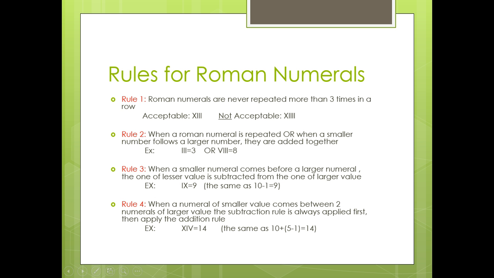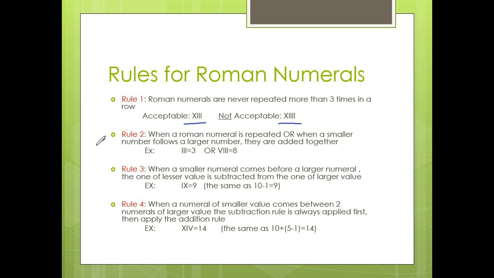Now, the biggest thing about Roman numerals that could get confusing is that we have to abide by several rules when we're putting in Roman numerals. So Roman numerals are never repeated more than 3 times in a row. As you see here, we have X which is 10 with 3 I's following it. So that's the Roman numeral for 13. We can repeat the 1 three times. However, if we have an X with 4 I's behind it, that's not acceptable. It's not considered a Roman numeral because it's not following the rules.